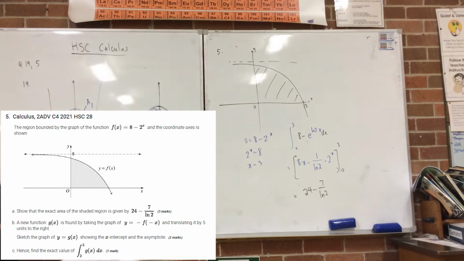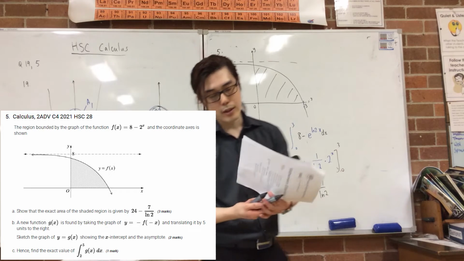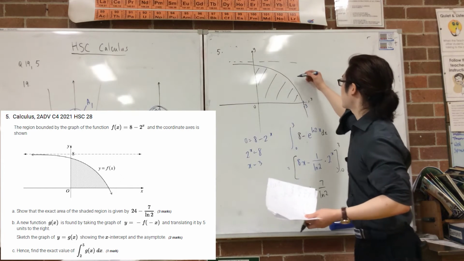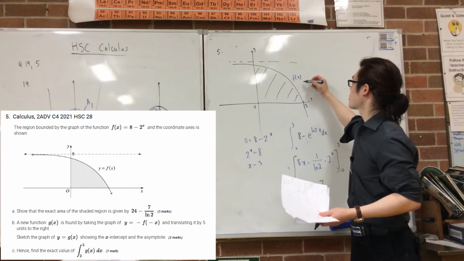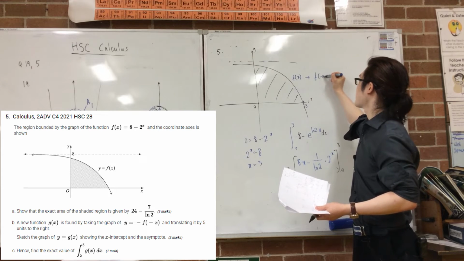Girls, a new function g of x is found by taking the graph of minus f bracket minus x and translating it 5 units to the right. They want you to sketch that, and then after that, they want you to actually find the area of that. Okay, so here's how you do it. Let's see our transformation. Girls, this is our current f of x. So let's draw what's inside the bracket first.